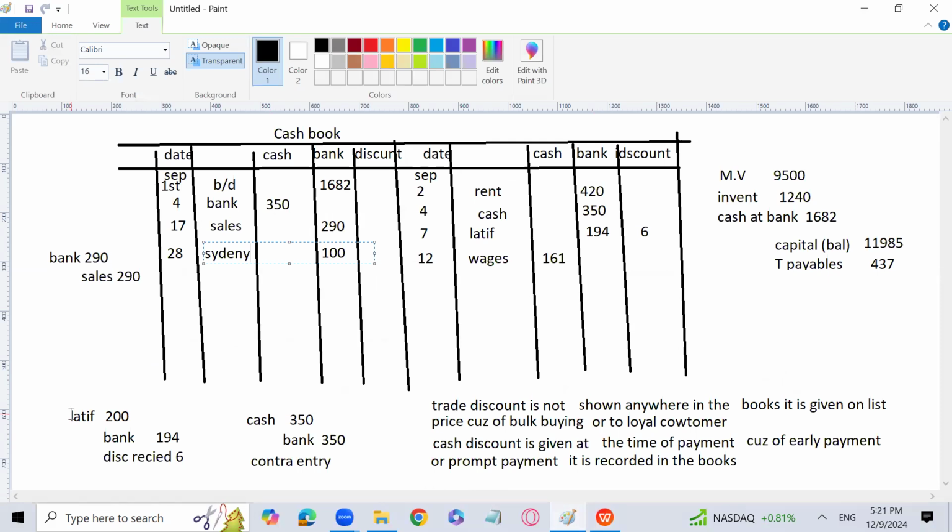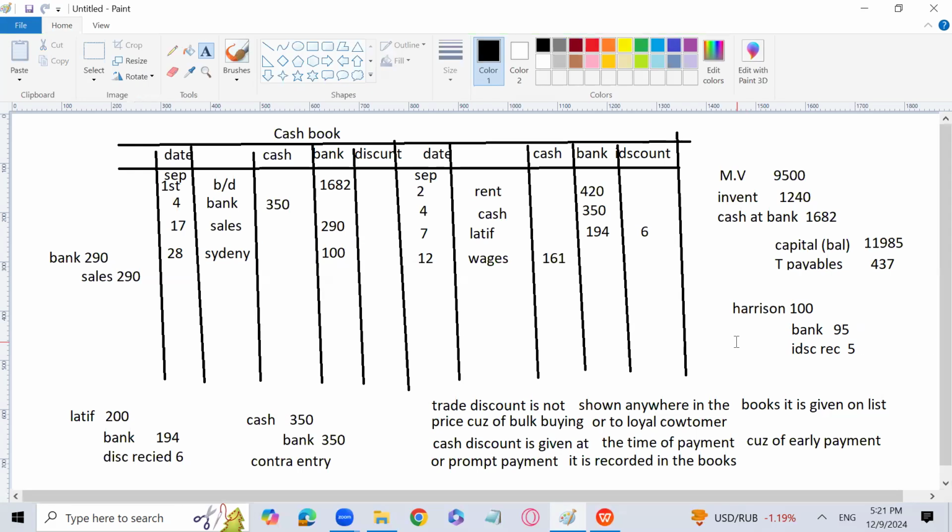So I will pass the same entry. Harrison, if you want to pass the entry, otherwise it's fine. Harrison is going to be debited by 100. Bank, because it is an electronic transfer, so it means that we are making the payment from the bank. Again, discount received is going to be credited by 5. Remember this: it is possible that discount can be debited also, but that will be debited only when we are receiving the amount from the customer. Then bank is going to be debited, discount allowed will be debited, and trade receivable is going to be credited.